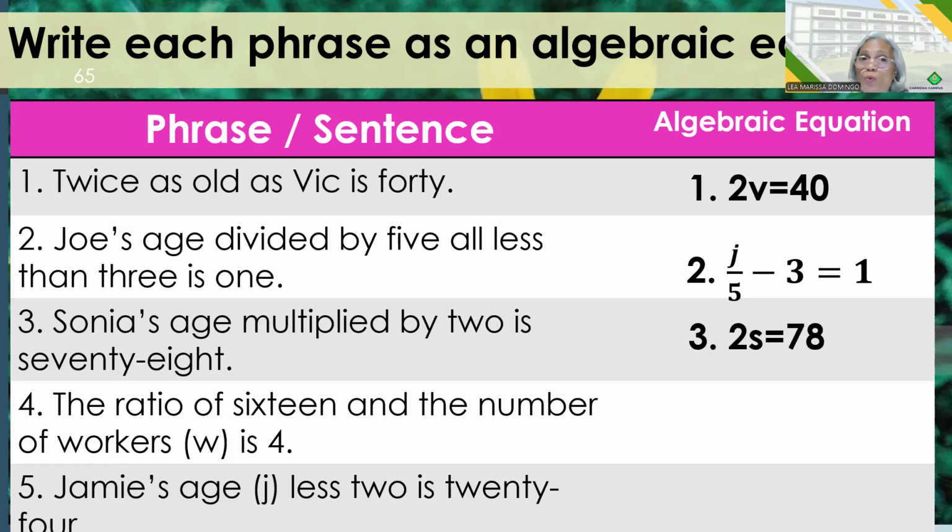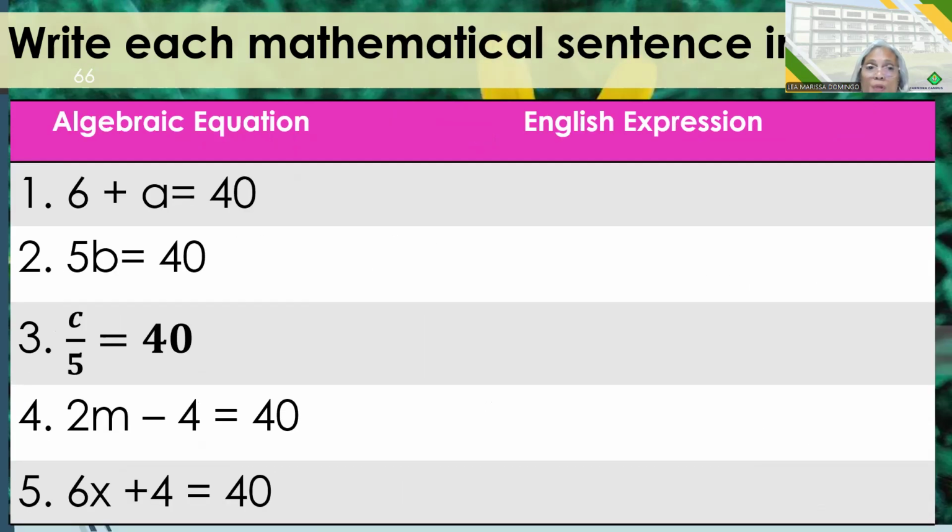Number 4, the ratio of 16 and the number of workers W is 4. Ratio, so merong division, no? So, the ratio of 16, so 16 over W, which is the number of workers, is equal to 4. Number 5, Jamie's age J less 2 is 24. Less 2 means minus 2. So, J for Jamie's age minus 2 equals 24.